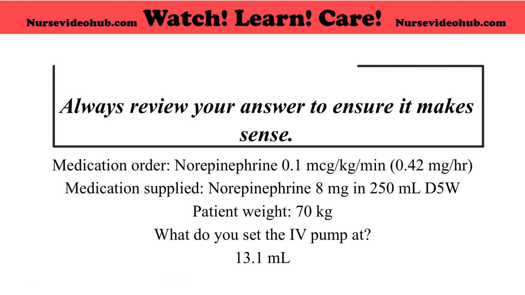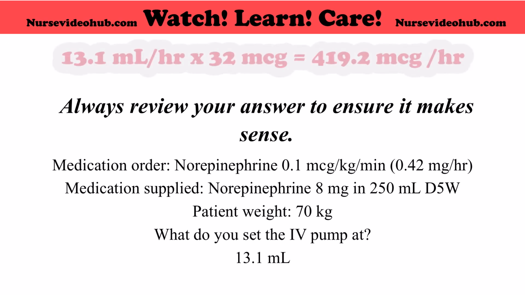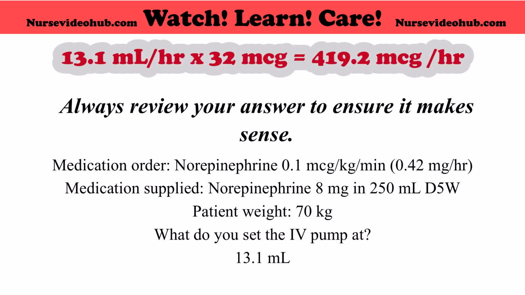Always review your answer to make sure it makes sense. The reverse method is a little more complicated. Multiply 13.1 milliliters per hour, the amount to be administered, by 32 micrograms per milliliter, the concentration available. 8,000 micrograms, which is the same as 8 milligrams, divided by 250 milliliters. And that equals 419.2 micrograms per hour.